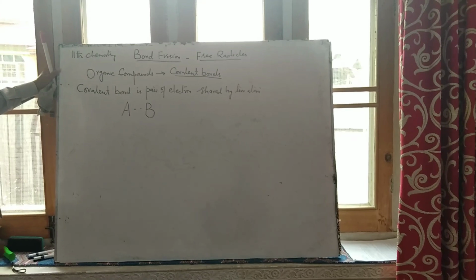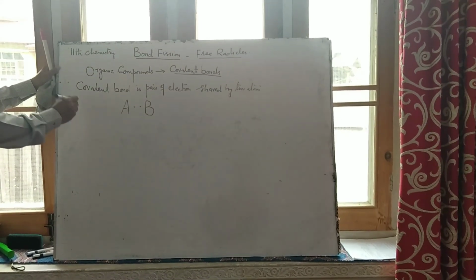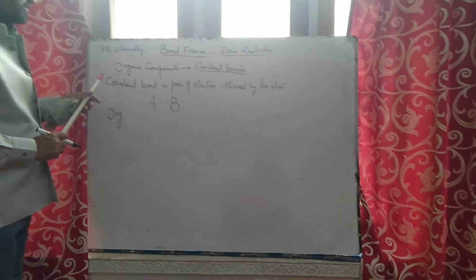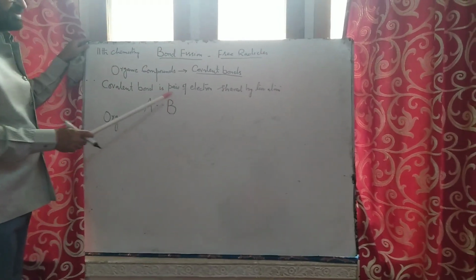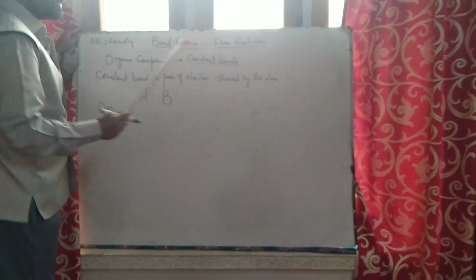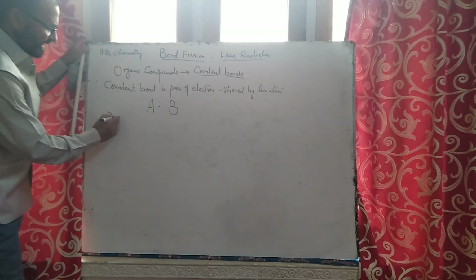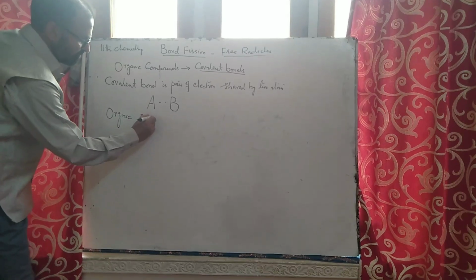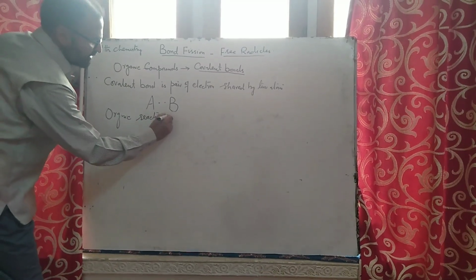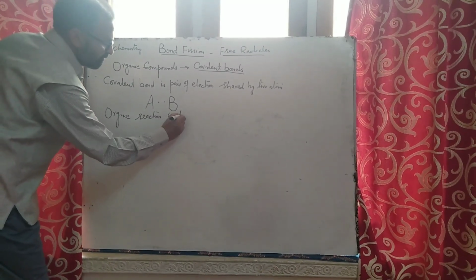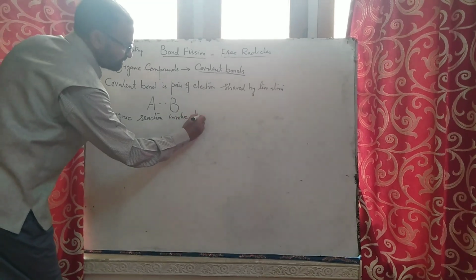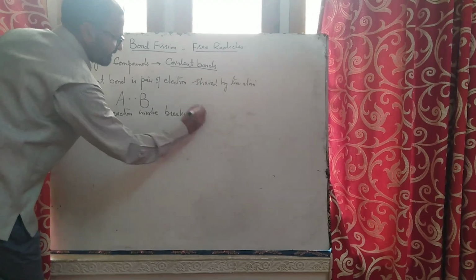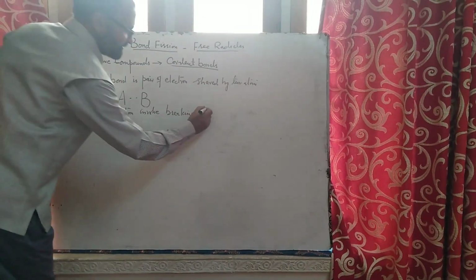Now, when organic compounds undergo a reaction, a covalent bond is actually a pair of electrons shared by two atoms. Now, organic reactions involve breaking of bonds. Breaking of bonds takes place when organic reactions take place.